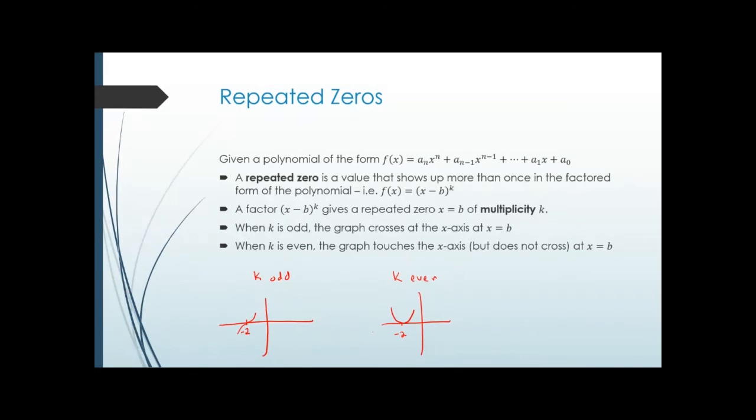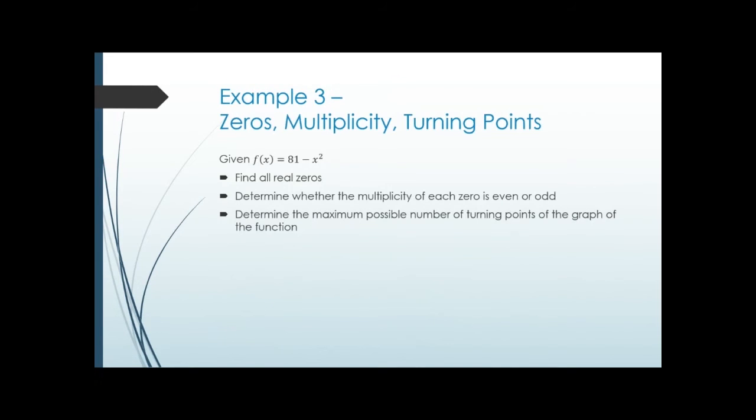This will make more sense once we actually graph some of these things. But when the multiplicity k is even, it looks like a quadratic, so that's why an even number always looks kind of like a U, and the odd always looks kind of like a cubic, where they're going in the same direction. So they have the same basic shape. Okay, so here's an example.